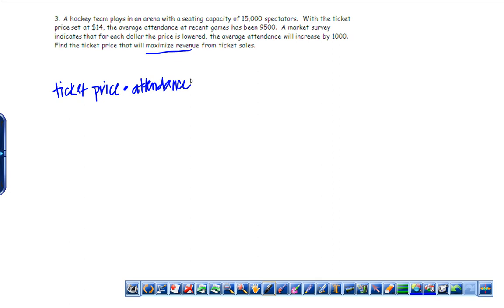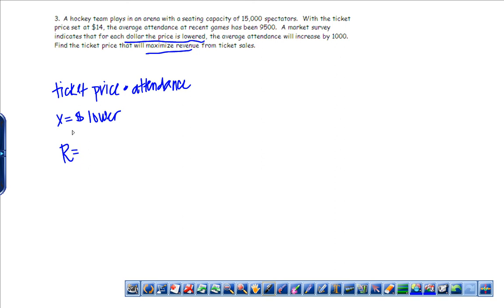Because when you go, you're going to have to buy a ticket. Okay. So what is our X value going to be? How about we say this is going to be how much our money is. Oh, there it is. Each dollar the price is lowered. So our money lowered. Okay, so how much are we going to be? Our maximum revenue. Let's start thinking of an equation.